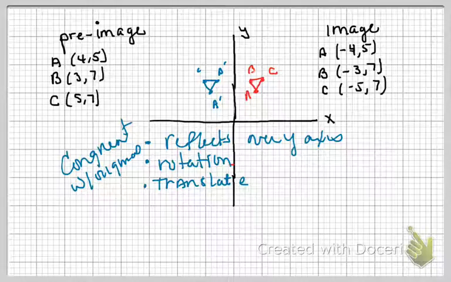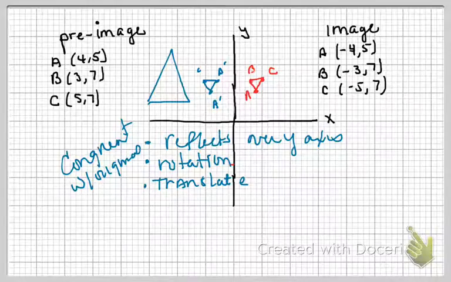So think of the one right here. If I did a dilation, I could have a different size triangle here. And if I had a different size, that means this side here and this side here are not the same length. One's a lot longer than the other.